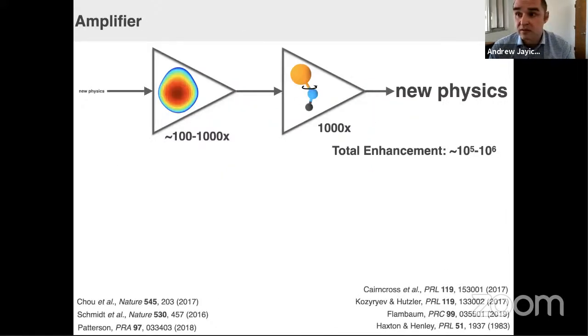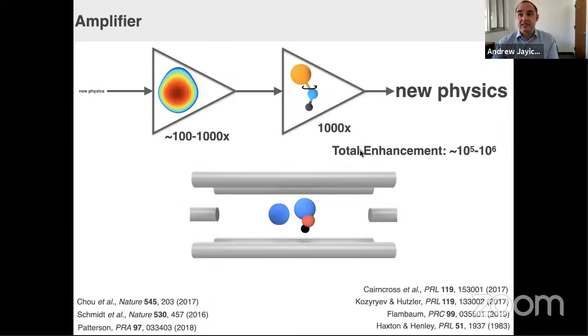You can put these two stages of amplification together, so you can get the nuclear enhancement and the molecular enhancement, and really hopefully amplify some new physics. Okay, so how would this look? This is the type of experiment that we're working towards.